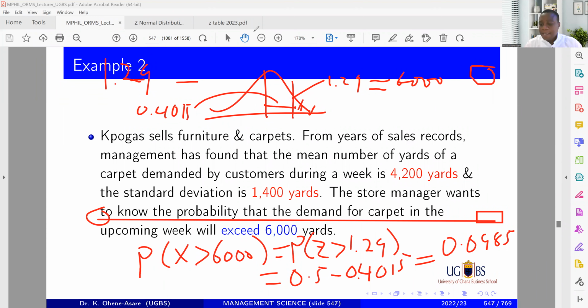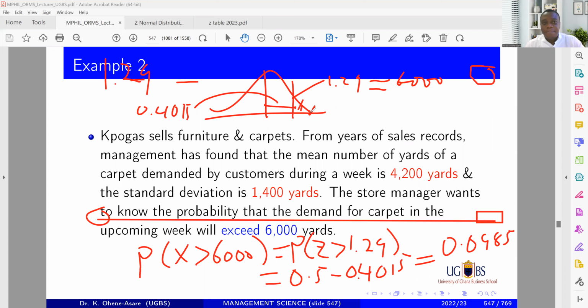Someone is disturbing. Please unmute yourself. So that value, when you multiply it by 100%, is approximately 9.85%. So what does that mean? In reality, it means the probability of demand being more than 6,000 is quite slim, because the probability is just about 9.85%.